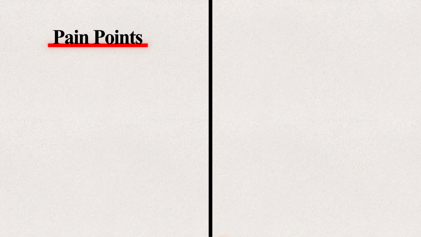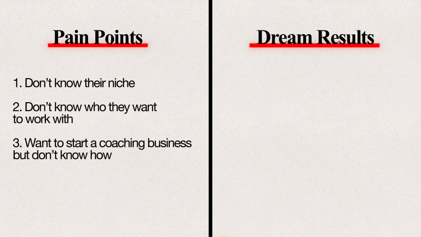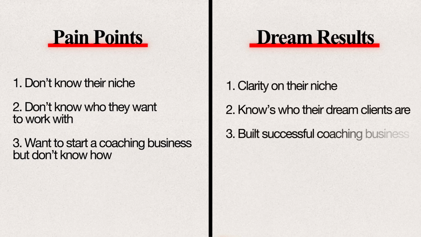and on the left side, you're going to write down the title pain points, and then on the right side, you're going to write down dream results. Then you'll want to come up with a list of 5 to 10 different pain points, challenges, or struggles that your ideal client is currently having, and write that on the left-hand side of the paper. On the right-hand side, you're going to write down the exact opposite of those challenges or pain points, and that is going to be the dream result that your ideal clients have.